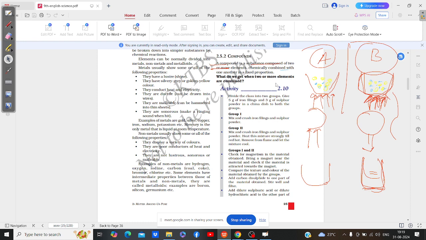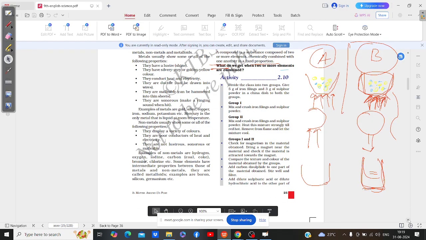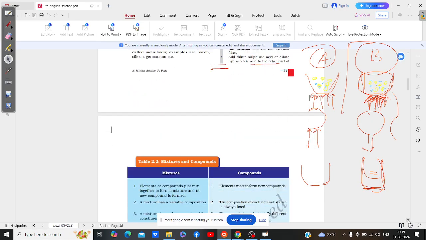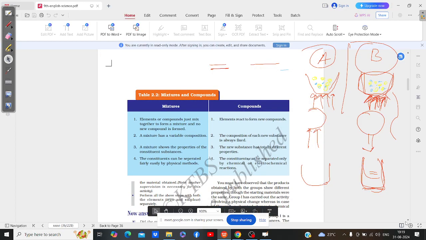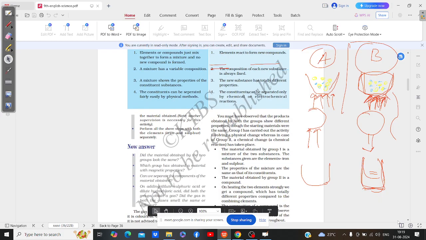Right? Yes, sir. Whenever we combine two or more elements chemically, they combine with one another in a fixed proportion. So that's why we are getting the result in the form of a chemical reaction taking place in group B. So that's why there is a chemical change that happened, right? Yes, sir. That is the thing.